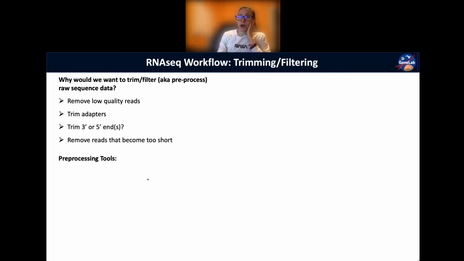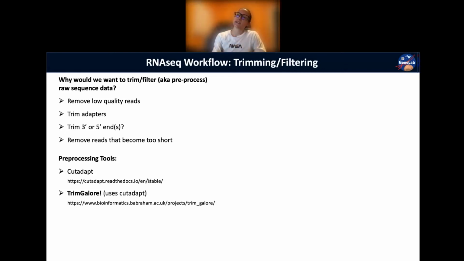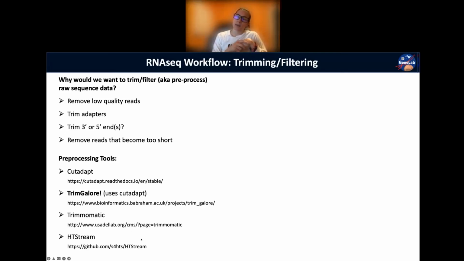Now that we know that we want to trim or filter these data to get rid of low quality reads, remove adapters, and ultimately get rid of anything that becomes too short, there are a variety of different tools for trimming. Trimming and filtering is also often referred to as pre-processing your data. Some of those tools include Cutadapt. Trim Galore is the one that GeneLab uses in our standard pipeline, and it actually uses Cutadapt under the hood, so it uses the same algorithms. There's also Trimmomatic. HTStream is another one, built by Matt Settles at UC Davis, and with that tool you can also remove duplicates at this step if you want to.